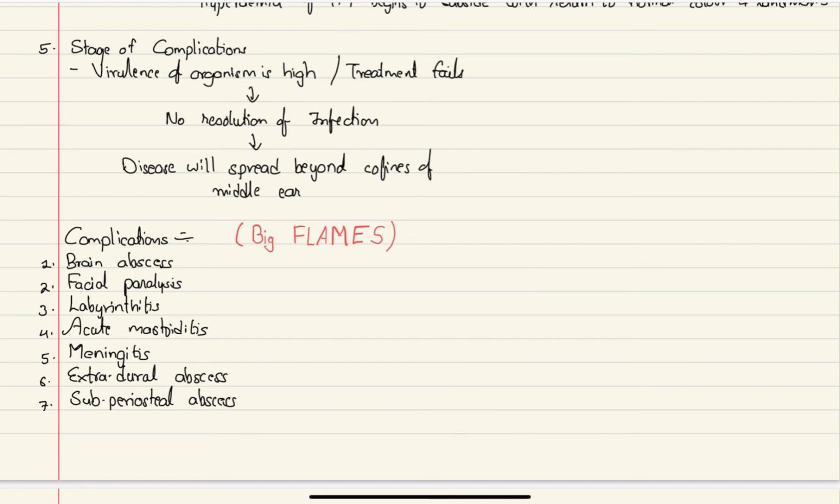Lastly, the disease can go into stage of complication if the treatment fails or if the virulence of organism is high. There will be no resolution of infection and the disease will spread beyond the confines of middle ear. So the disease can spread into the adjacent structures of middle ear. And the complications include brain abscess, facial paralysis, labyrinthitis if the disease spreads to inner ear, acute mastoiditis, meningitis, extradural abscess, and subperiosteal abscess. You can remember these complications with the mnemonic BIG FLAMES.